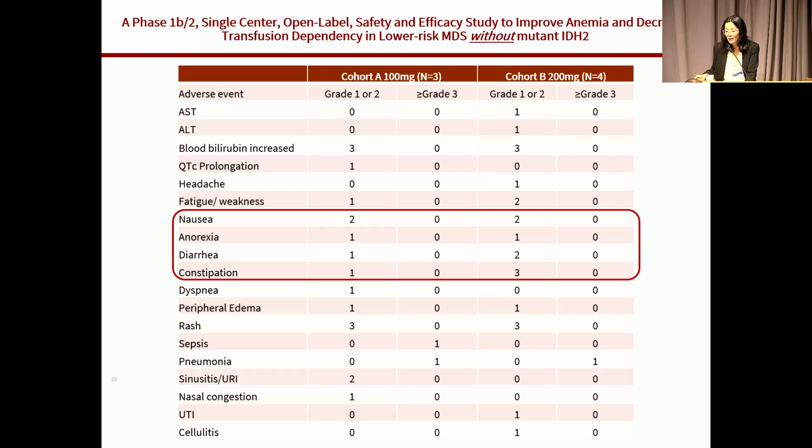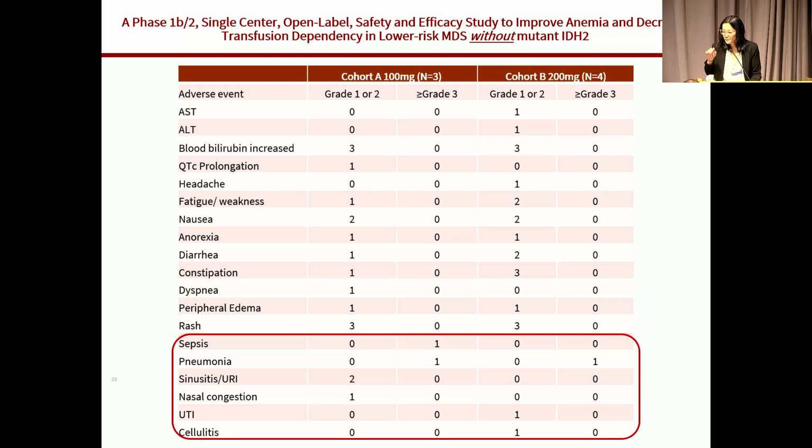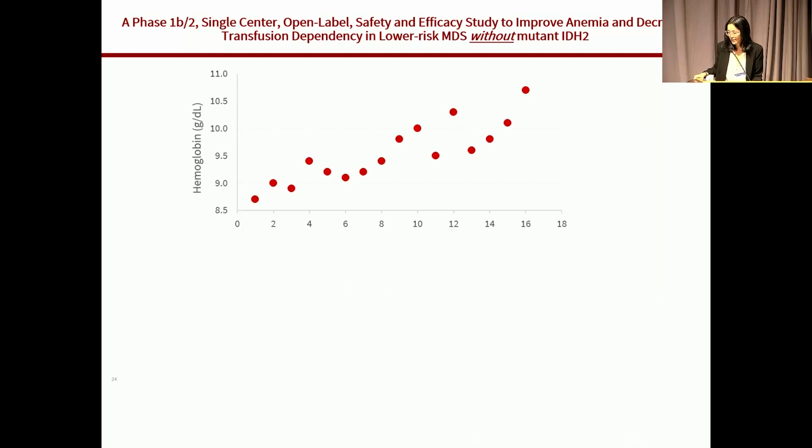The next most prominent side effects were the GI side effects that are well described for IDH inhibitors, which included nausea, diarrhea, and some constipation. Of course, we looked for signs of differentiation syndrome by looking at fluid accumulation and shortness of breath. We wouldn't expect this to happen given this population is IDH2 wild type and not IDH2 mutant. And we looked at the incidences of bacterial infections and other infections in this population, and it was noted to be very similar.